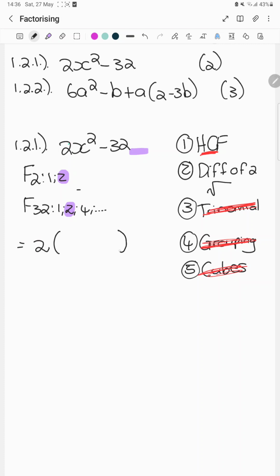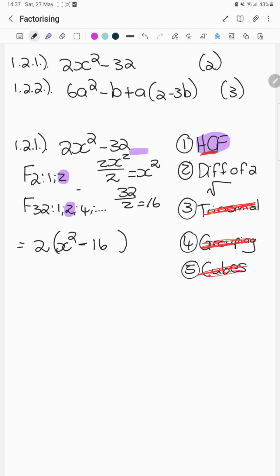So let's make our brackets to determine what is left. Remember, to get the first term in my bracket, I'm going to take my first term, which was 2x squared, and divide it by what I took out, which is 2. So 2 divided by 2 is 1, and I'm left with an x squared. Then we look at my second term. My second term was 32, divided by the 2 I took out, leaves me with 16. So I have 2 bracket x squared minus 16. Now we're done with my HCF.